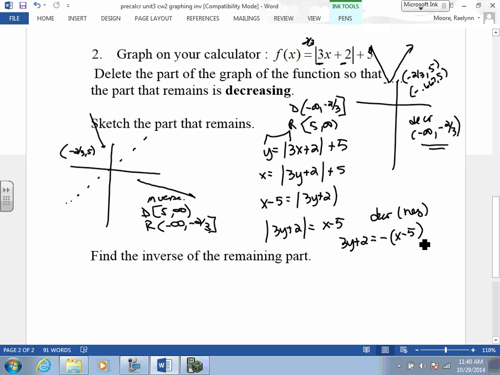We have two roots in an absolute value. So 3y plus 2 is equal to negative x plus 5. We still have to solve for y. So we subtract 2 and we divide by 3. Okay, and we remember to put our inverse sign in here, so we make it f of x to the negative 1.